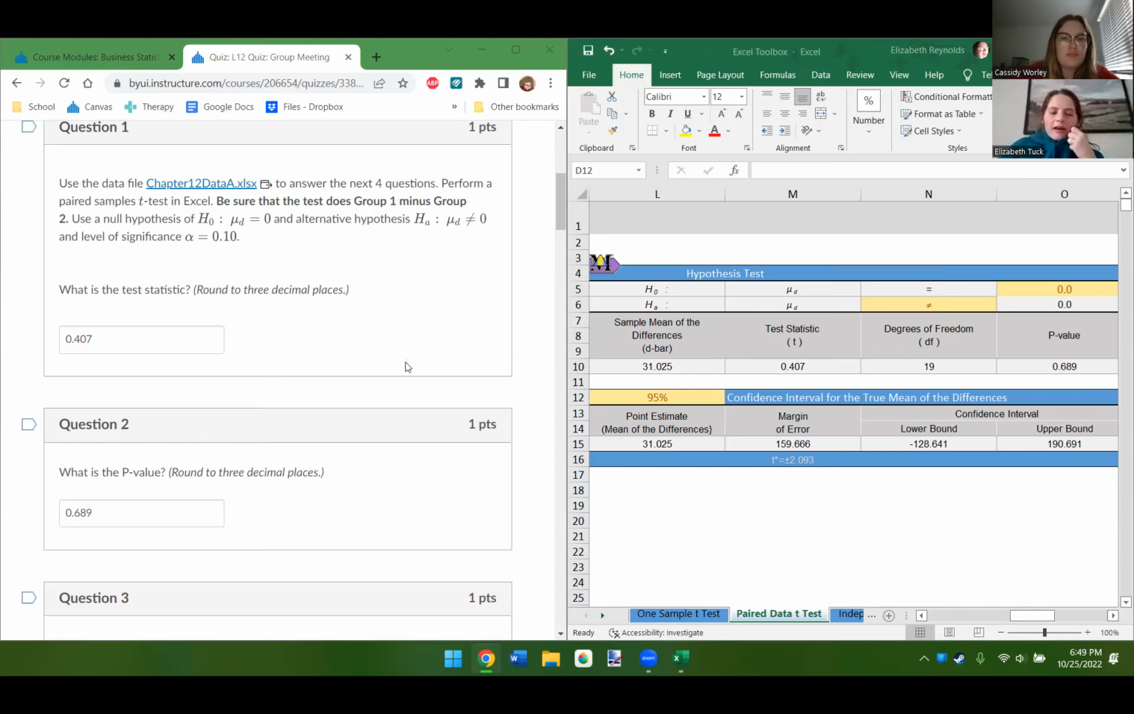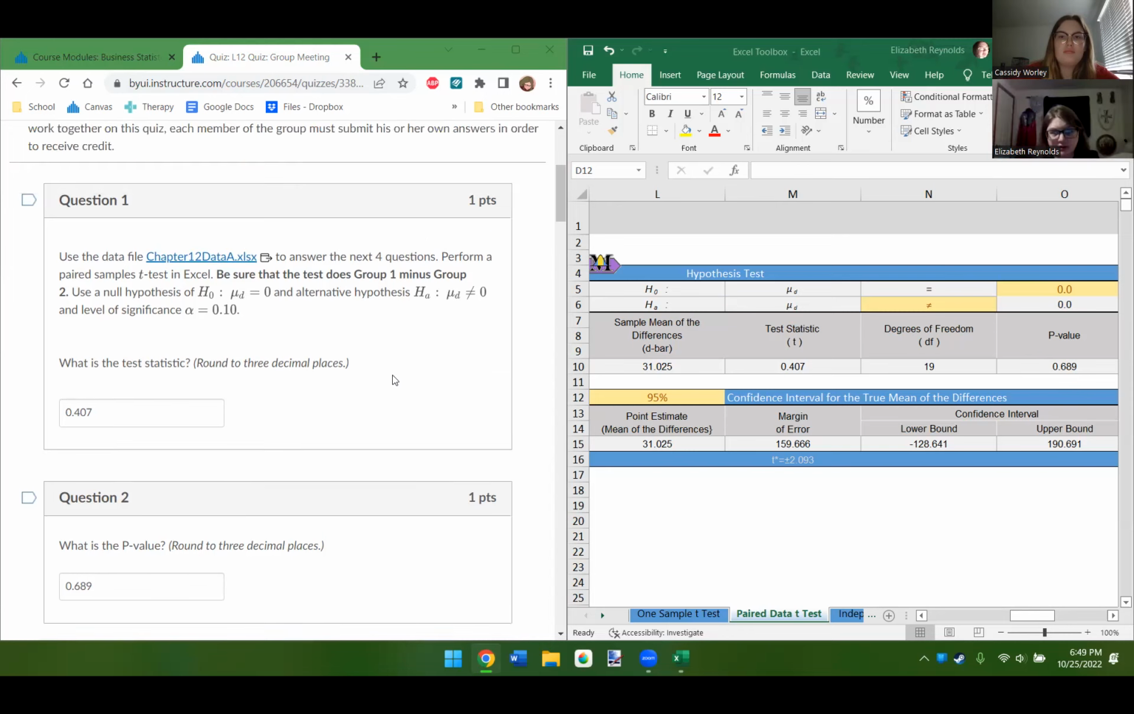So we're basically just plugging everything into the toolbox. For number 1, we got 0.407. And then for number 2, we got 0.689. You can see my screen, right, Adrian?